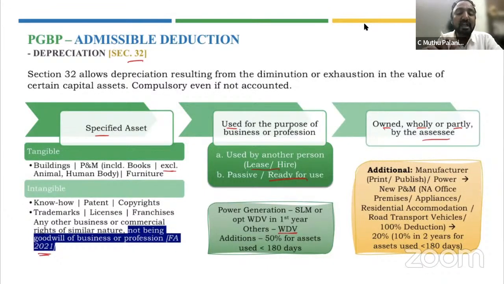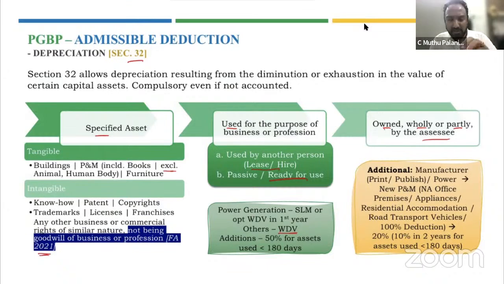Company in power generation can adopt straight line method or opt WDV in the first year of operation. So the moment they have commenced operation, they have to decide whether they are going to adopt straight line method or WDV method. That's an option given in the first year alone. Subsequently, they have to uniformly follow whatever they have already chosen. But if it is not a power generation unit, everyone else is only eligible for WDV. There is no option.